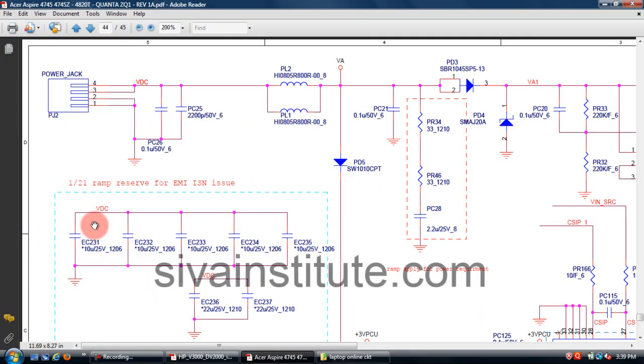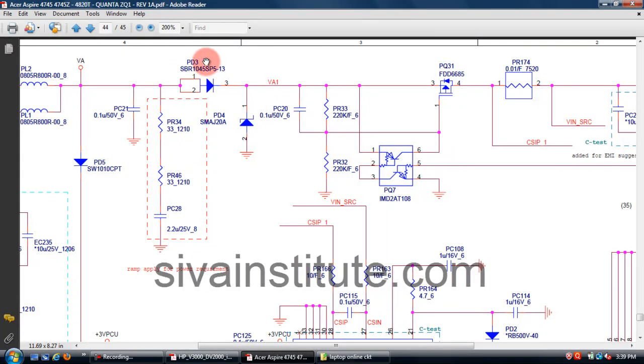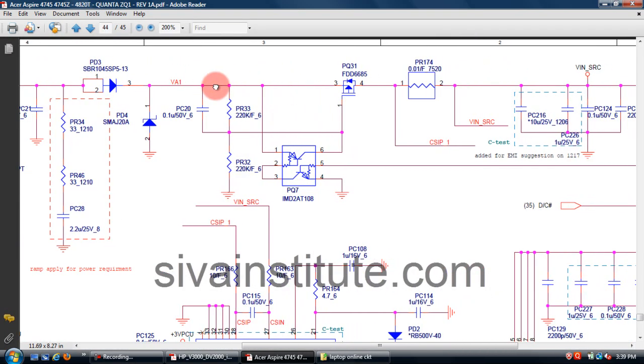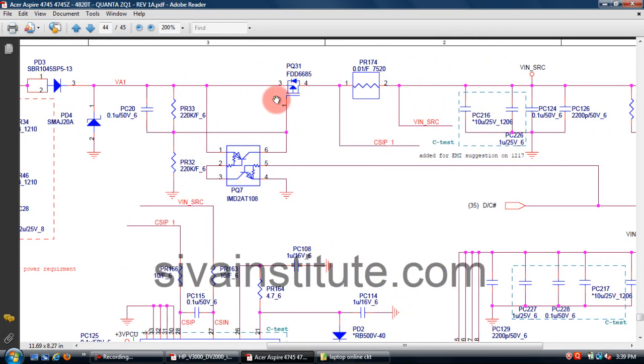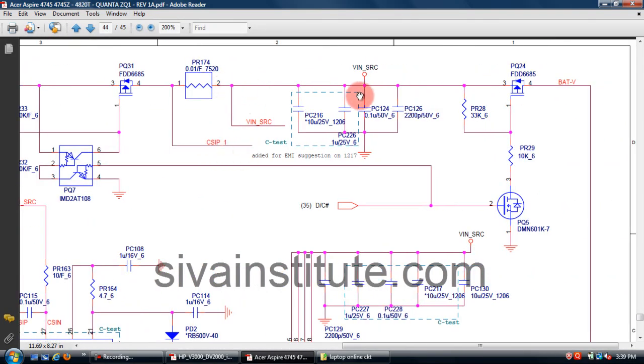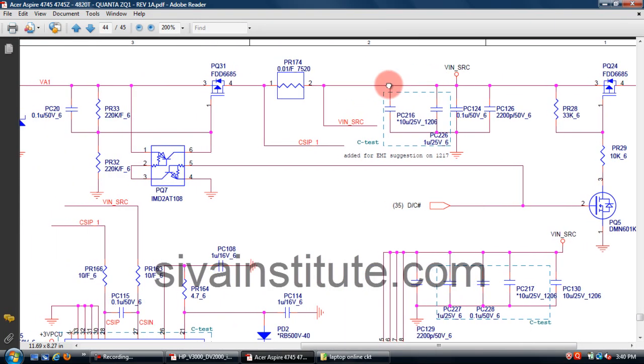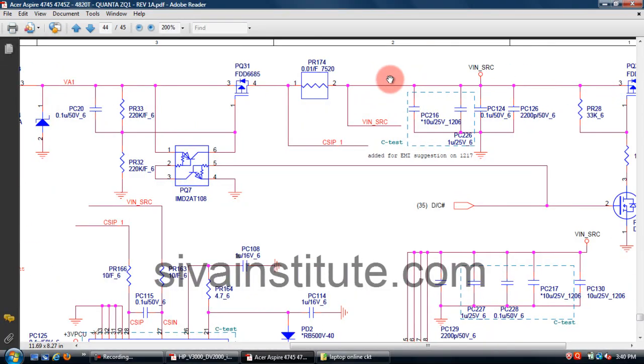This is page number 44. This is the power jack. This voltage comes out from this jack. This voltage goes to PL2 and PL1, through this PD3 diode, to this PQ31 transistor and current limiting resistor. This voltage goes to V in SRC. This voltage goes to the charger IC. If any fault is there, you should check this.